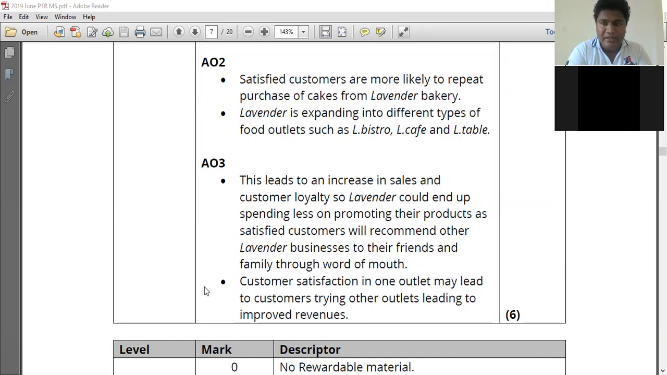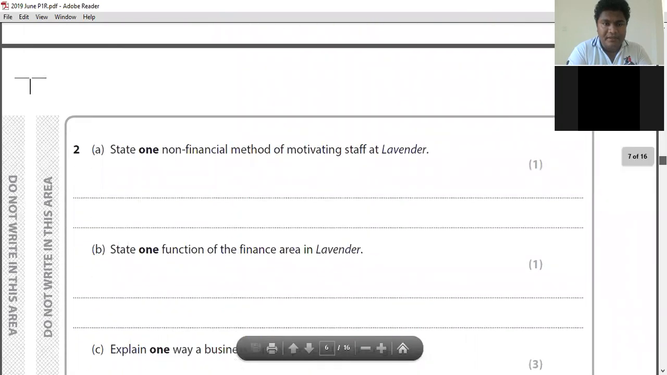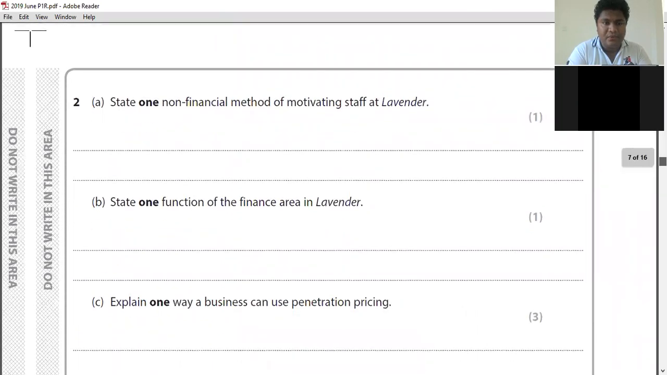Okay, now we'll move on to the second question in this paper. So now the first 20 mark question is done. Let's go to the second question. In this paper, there are two state questions, application based questions. State one non-financial method of motivating staff at Lavender.